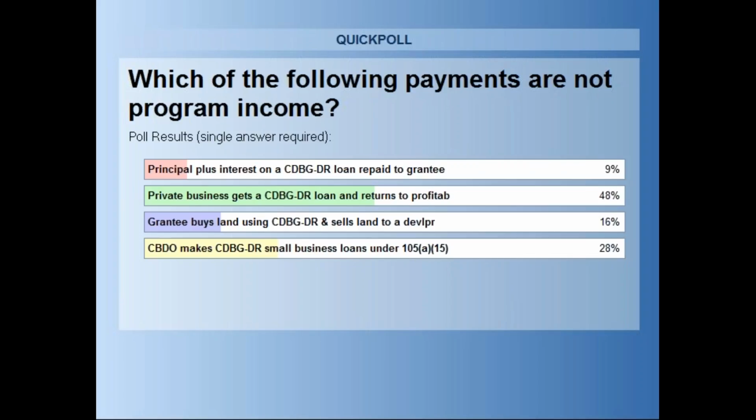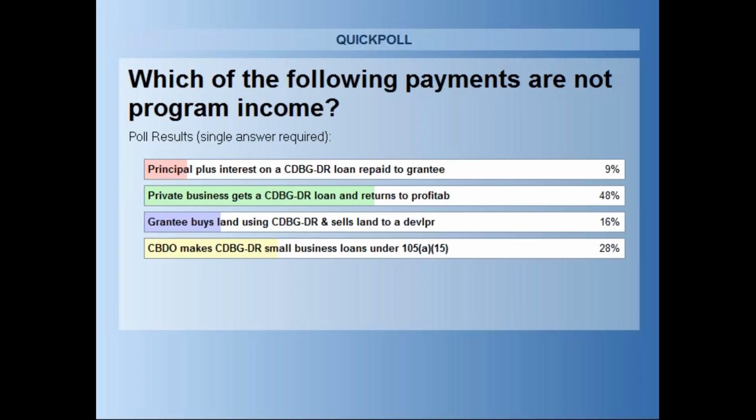And we have 9% the principal plus interest on a DR loan repaid to a grantee. 48% voted private business gets a DR loan and returns to profitability. 16% voted grantee buys land using DR and sells to a developer. And we have 28% voted the CBDO makes DR small business loans under 105A15.